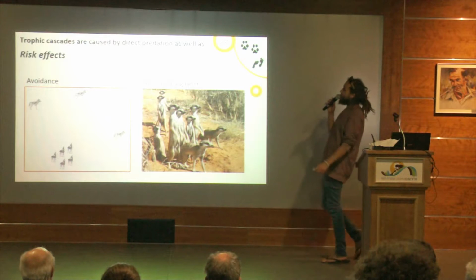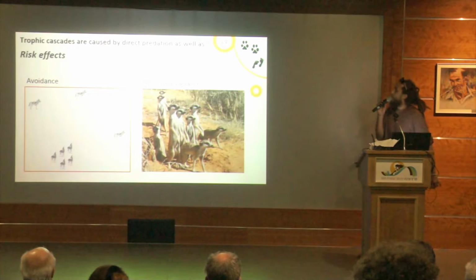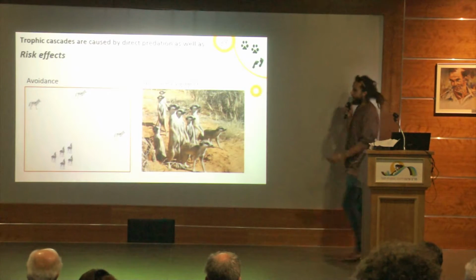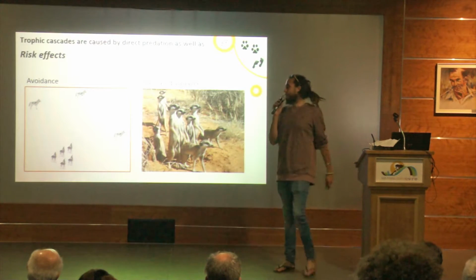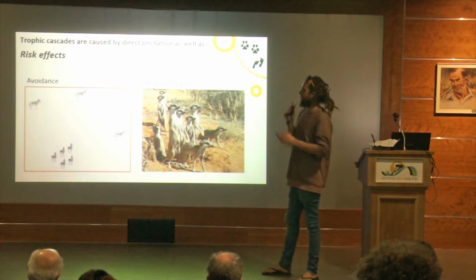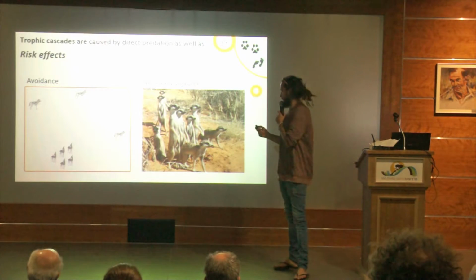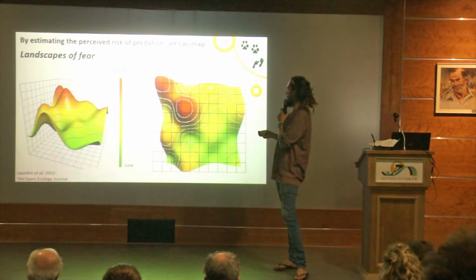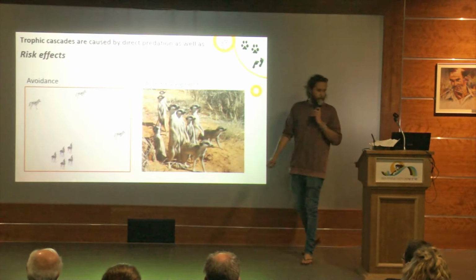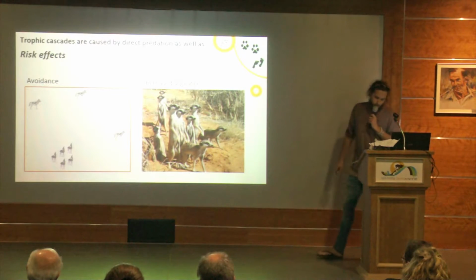So there are two main ways in which prey change their behaviour. The first is avoidance, so they avoid areas where they know there's predators, and second is through increased vigilance, as we all know from what meerkats do with their sentinel.